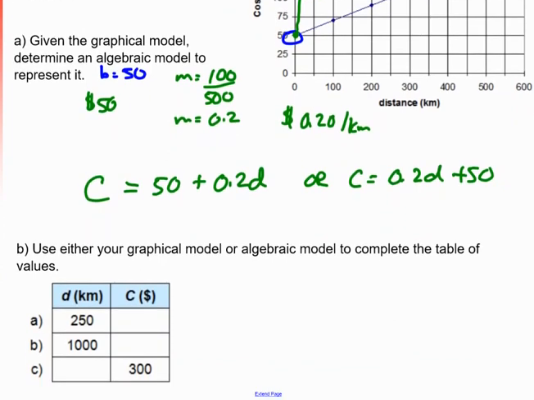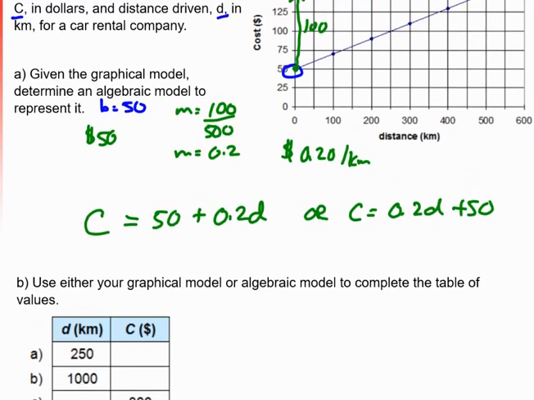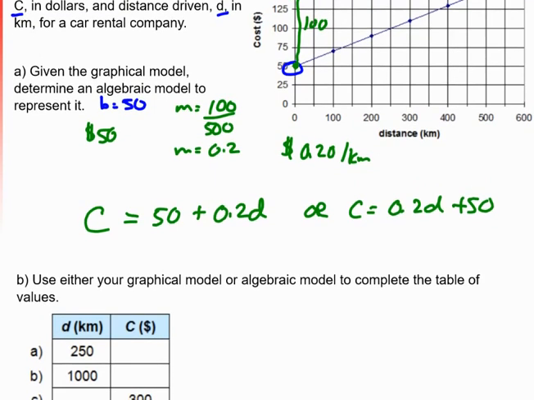Now, we're not done yet. We have our graphical model, we have our algebraic model, now we have a numerical model. Use either your graph or algebraic model to complete the table of values. I would say we could agree that the graph is probably easier. So let's see if we can find 250. 250 is right here, halfway between 200 and 300. We're going to go up and over to 100. Easy enough.